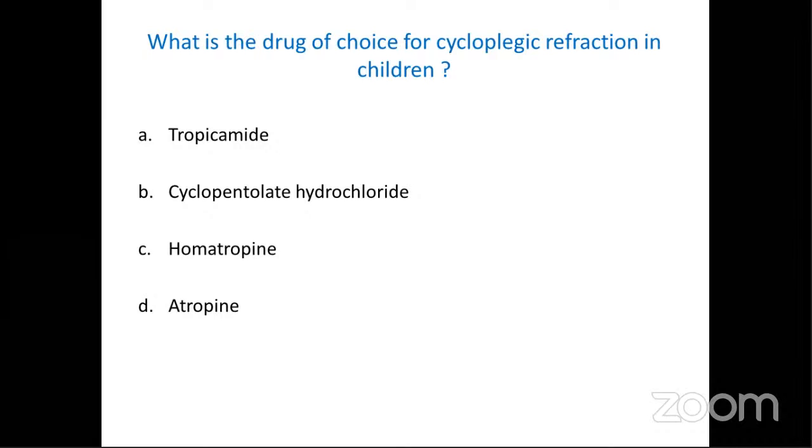Along with cyclopentolate, we mix tropicamide and phenylephrine. So the answer is B. Not only cyclopentolate, we use the combination. Two drops: one is cyclopentolate hydrochloride plus tropicamide plus phenylephrine. Tropicamide separately we don't use. We are mixing tropicamide with cyclopentolate hydrochloride. Answer is B. This kind of MCQ we have to write the answer B because cyclopentolate is the main thing.